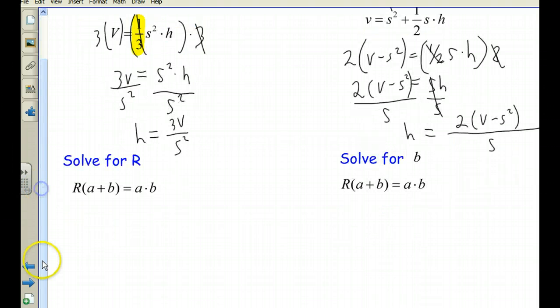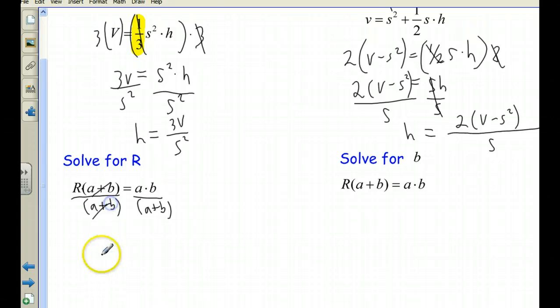Let's keep going, 2 more. And so I want to solve for R. Well, this is just one easy step here because I've got R times that amount. Well, the opposite of multiplying would be to divide. So I'm going to divide by A plus B, divide by A plus B. And that goes away, and you get R equals AB over A plus B.